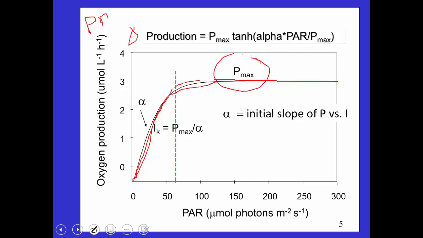The other parameters that are often mentioned are alpha, which is basically the initial slope of this relationship. If we would fit a straight line to that relationship, that's alpha. And you can see the relationship between alpha and P max, and that relationship there is called I sub k. So those are important properties of how primary production varies as a function of light intensity, or PAR.